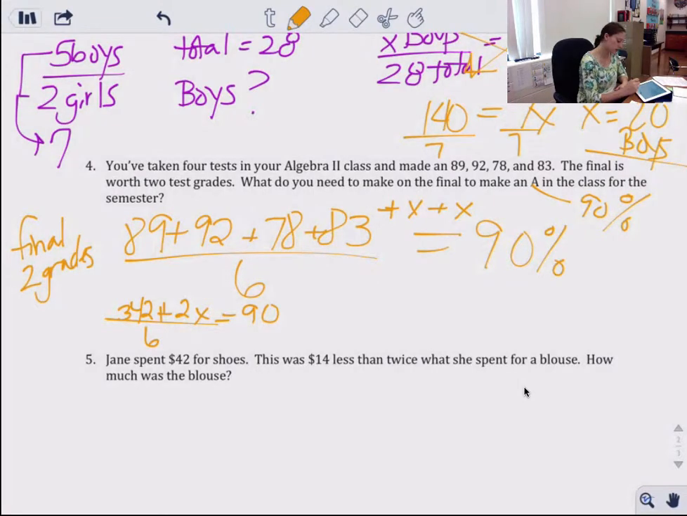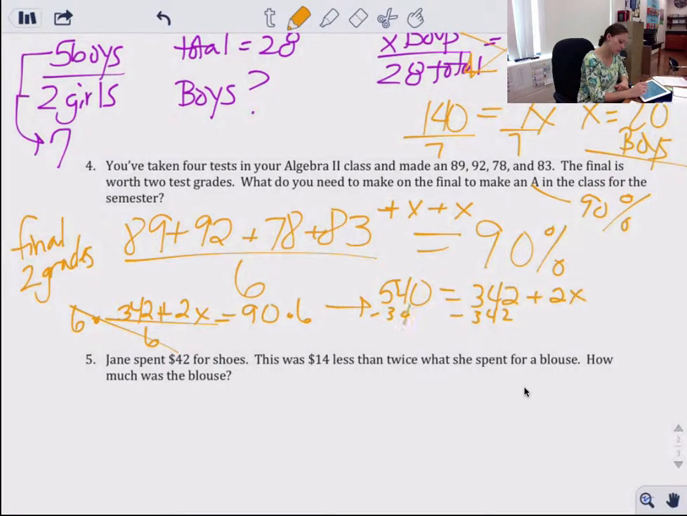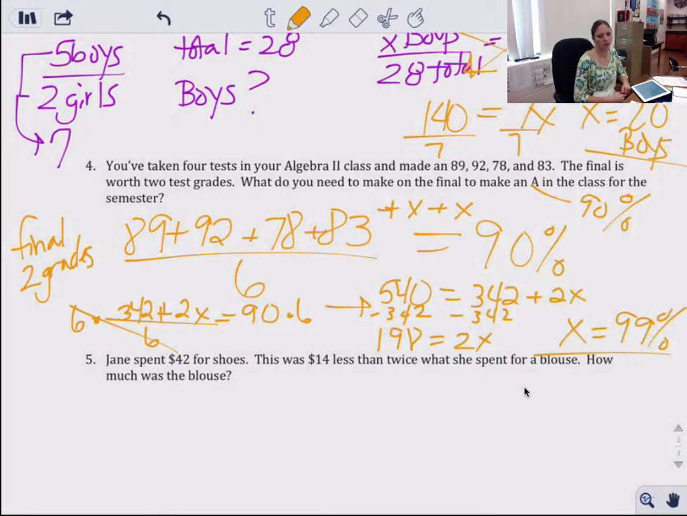I'm going to get rid of my 6, so I take both sides times 6 to get them across. 90 times 6, so I keep going. 540 is 90 times 6. And I have 342 plus 2x. Subtract 342. And my calculator tells me that it's 198. 198 equals 2x. Divide both sides by 2. x is 99. You have to get a 99% in order to get a 90 in the class.